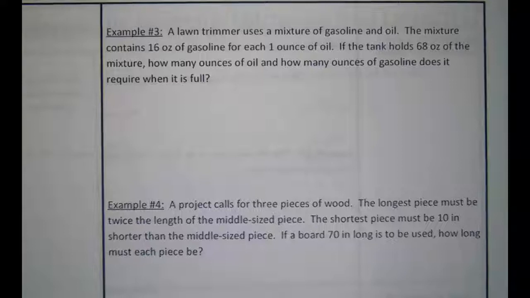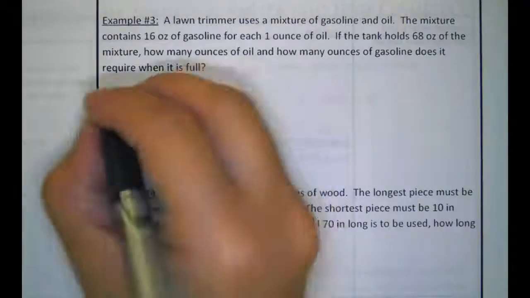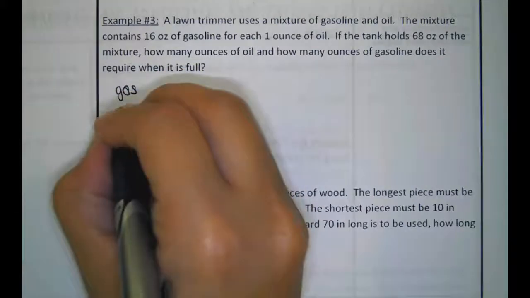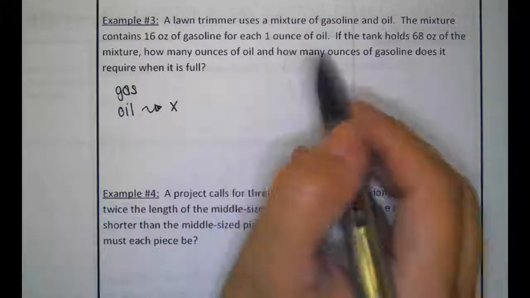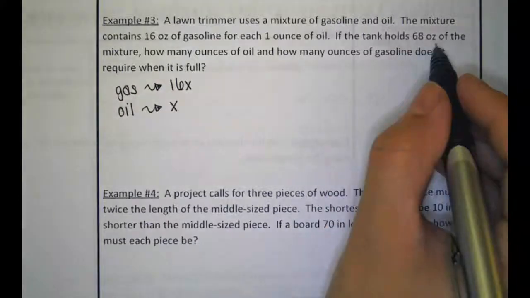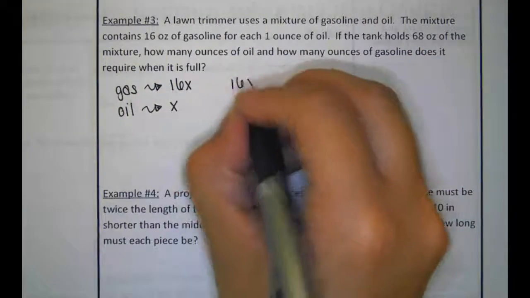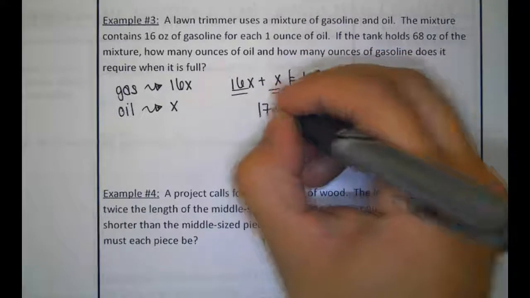A lawn trimmer uses a mixture of gas and oil. The mixture contains 16 ounces of gas for each 1 ounce of oil. If the tank holds 68 ounces of the mixture, how many ounces of oil and how many ounces of gas does it require when it's full? Here's what's going on. We have gas and we have oil. Let's make oil x. The mixture contains 16 ounces for every 1 ounce of oil, so gas would be 16x. The tank holds 68 ounces, so 16x plus x has to equal 68. There's our equation. 16x plus x is 17x.